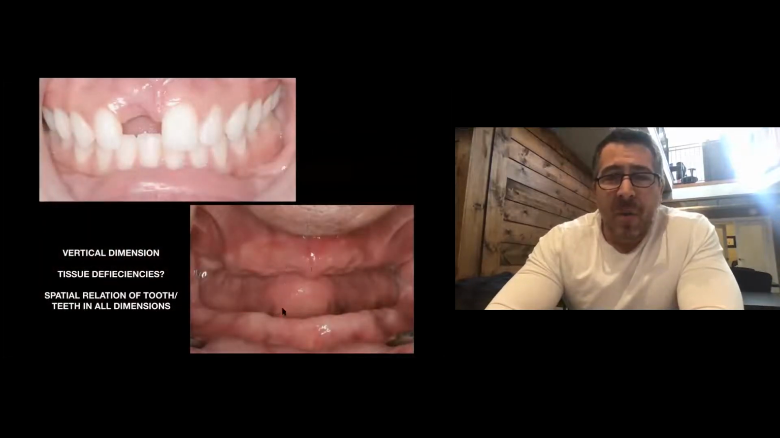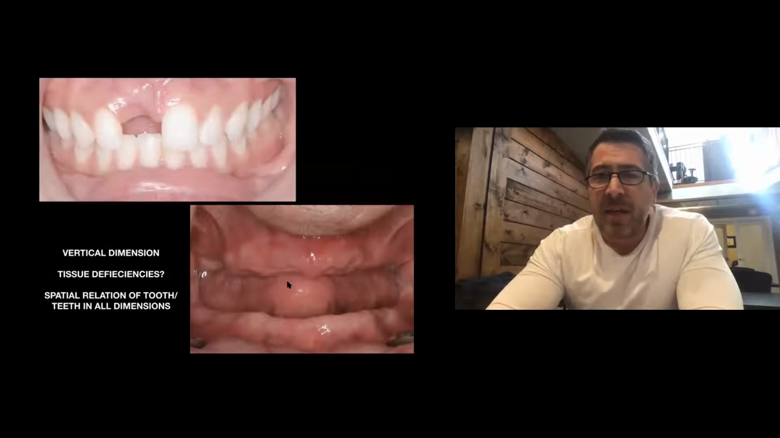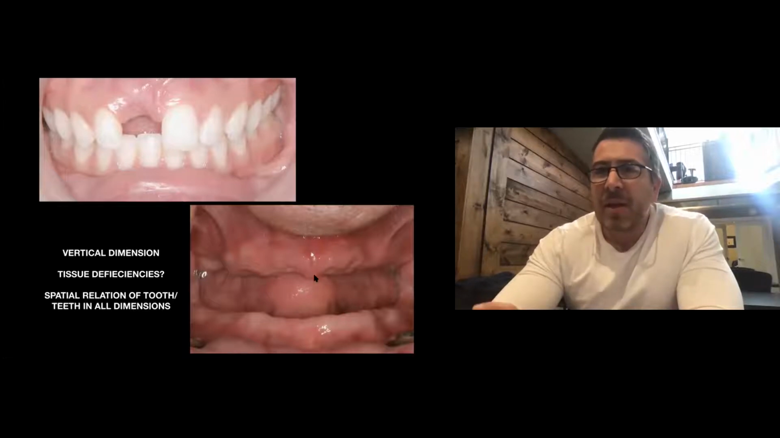Now, when we have no teeth and we have a completely edentulous patient, how can your brain fill in anything like vertical dimension? Are there tissue deficiencies from a buccolingual perspective? What are the spatial relations of the teeth going to be? You don't know. So you've got to work the case up. It seems a little bit obvious, but my point is get into a routine of just doing a plan.